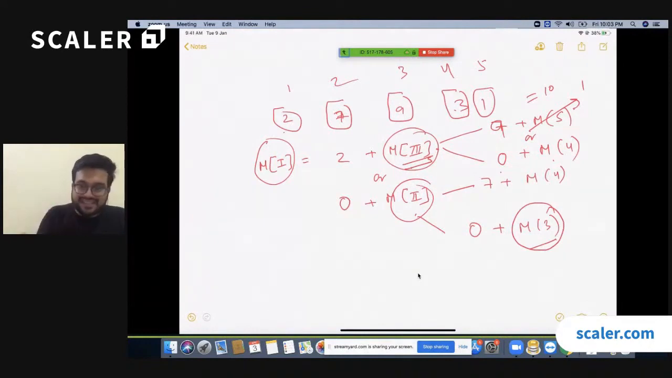Okay? What would be the base case in this case? The base case would be that when you reach M5, that is the only house that you are left to rob. You would always want to rob it. Okay, so M5 would be equal to 1. This would be a base case. I hope this makes sense to everybody. Right. So let's move to the next question.